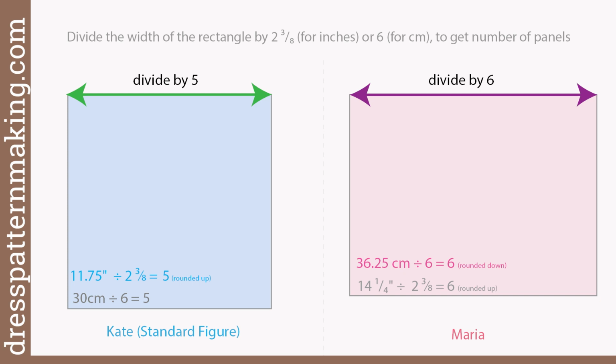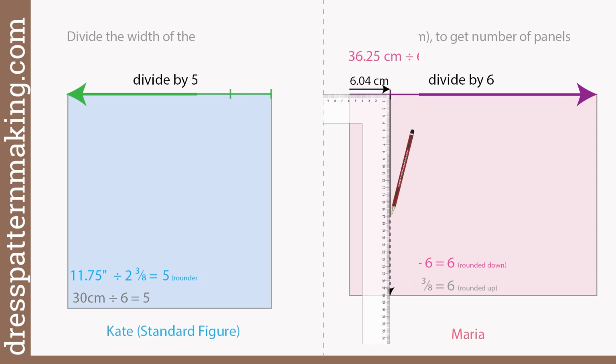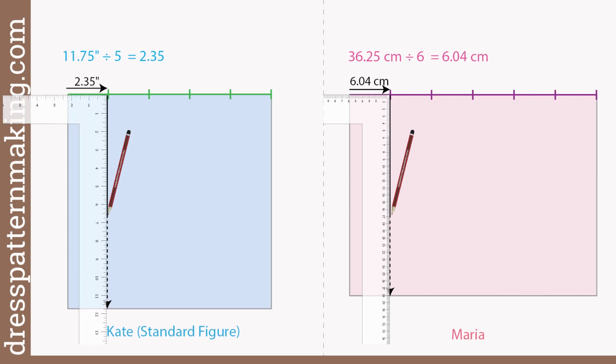I'll divide Kate's rectangle into 5. Mine is 36 1/4 centimeters wide, divided by 6 centimeters, means that I'll end up with 6 panels. Now, I didn't actually get exactly 5 or exactly 6. I just rounded up or down to the nearest whole number. So that was to work out how many panels.